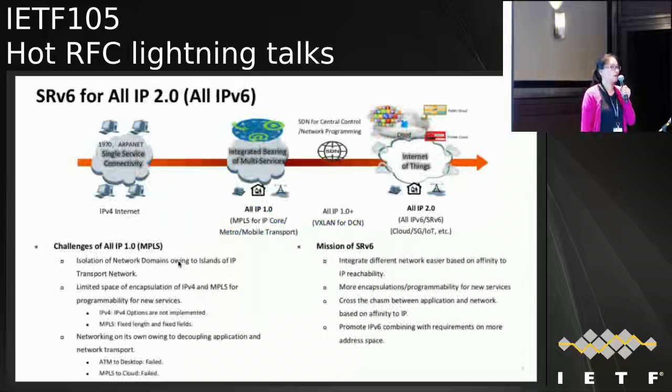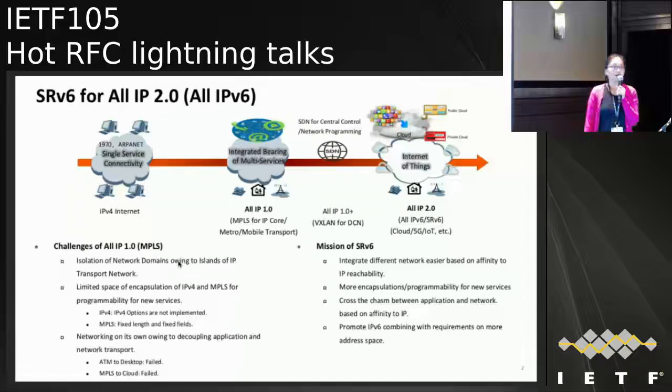As the internet evolves, we could say we have already experienced the first generation of IP, but there are still some challenges. For example, the isolated network islands, the limited programmability, and most importantly, the network is still on its own, and the application and the network are isolated, decoupled. And now we have SRv6. We could say we are entering a new generation of IP, the second generation.